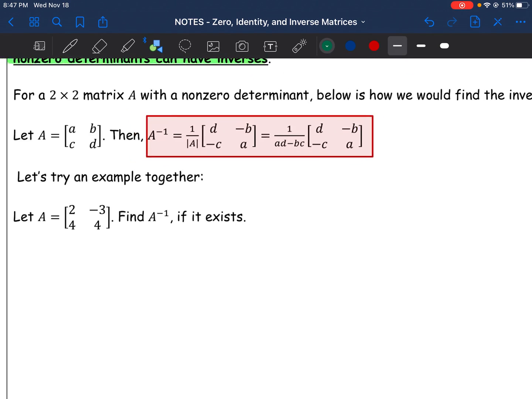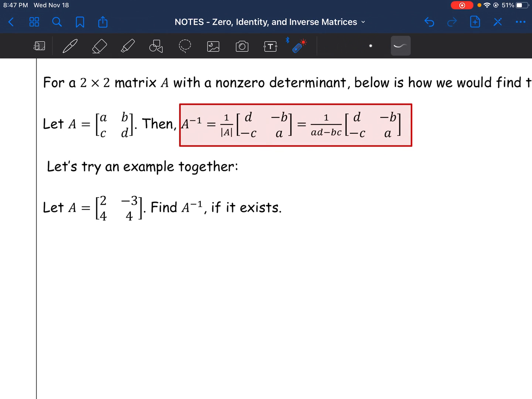So we have matrix A. Matrix A has elements 2, -3, 4, and 4. And let's try to find A inverse if it exists. Well, to know if it exists, we have to look at the determinant. We've got to figure out if the determinant is 0 or not. So let's start there.